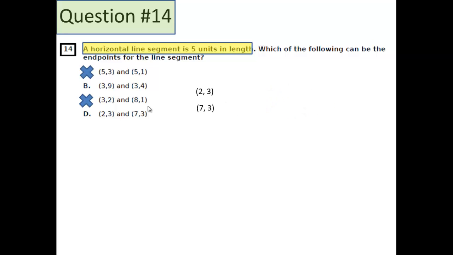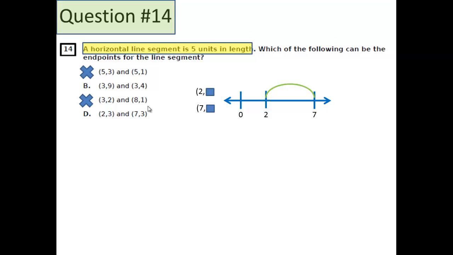2, 3, 7, 3. Cross out the ones that are the same. Which units are the same? Or I should really say which numbers are the same. The 3 is the same. That's your y-coordinate. Uh-oh. I don't know if you guys see it yet, but 2 to 7.